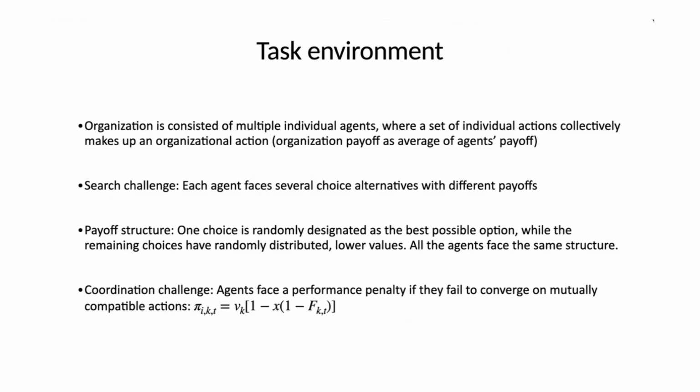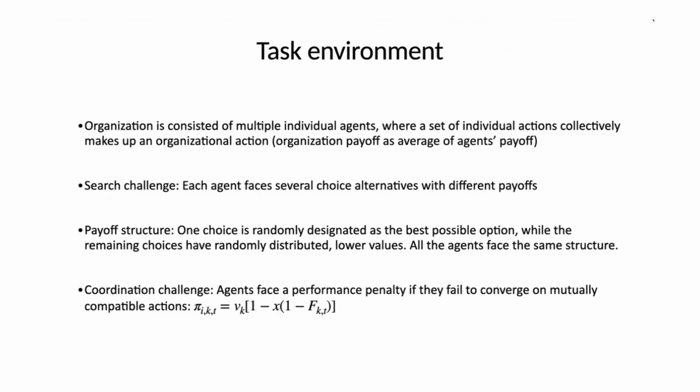The remaining options or choices have randomly distributed lower values. I forgot the distribution, maybe a normal distribution with values drawn between 0 and 1, or a uniform distribution. And all the agents face the same structure. Now it's clear that the agent's goal is to find this best option with payoff of 1, maybe through trial and error, trying the other options, and finally finding this one and continuing to choose it once it's found. This is their goal in this structure.